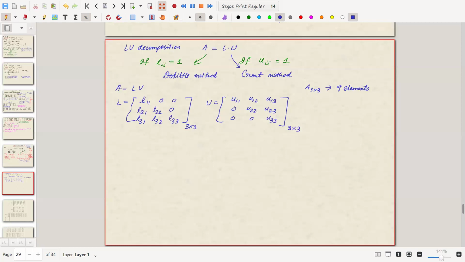Now I am telling you that you are decomposing this into L into U, and these are all unknowns. You have to find out the Lij's and Uij's. So how many unknowns are there in this matrix multiplication? 6 on the lower triangular and again 6 on the upper triangular. Fine, 6 plus 6, 12 unknowns on the right. Here you have 12 unknowns; here you have 9 elements which you know.